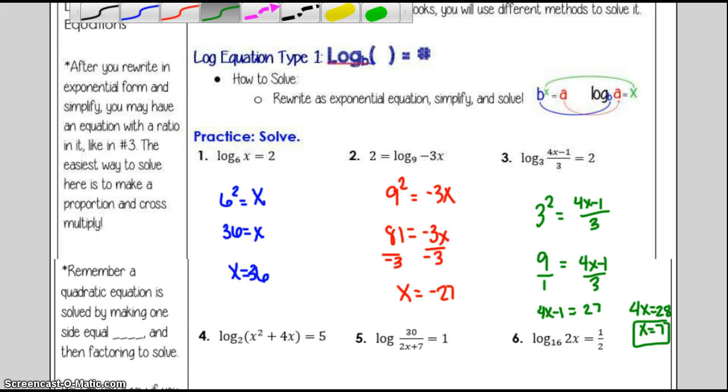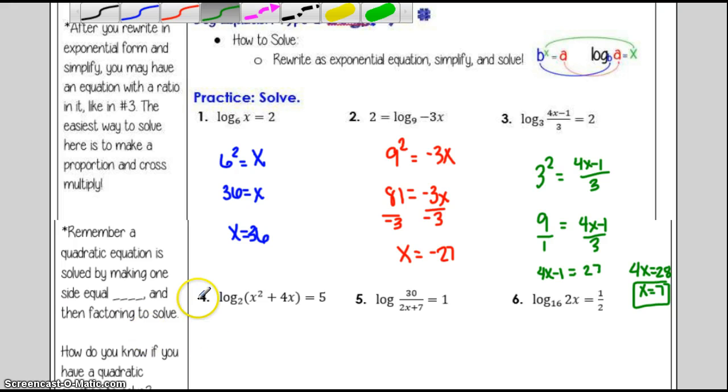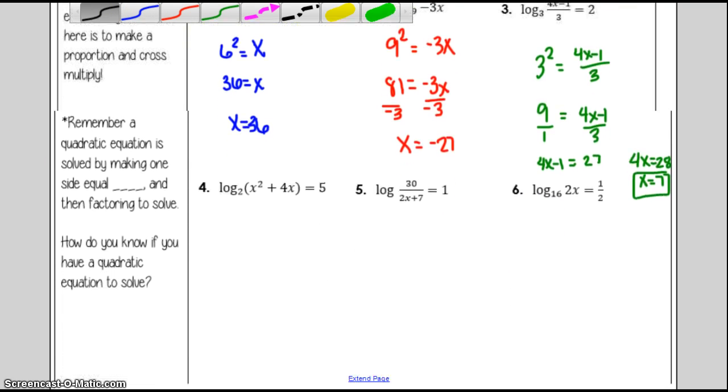So let's go ahead and have you try a few. We're going to do number 4 together because it is going to be a quadratic, which we'll have to factor, but then I'll have you do these next two on your own to practice. Let's take a look at number 4 together. Remember, a quadratic equation is solved by making one side equal to 0, which we'll see in this number 4 here. So let's rewrite it first, just like we did on those previous ones.